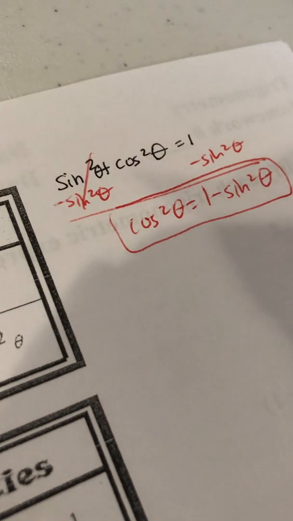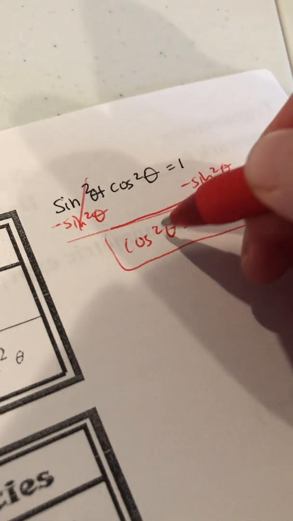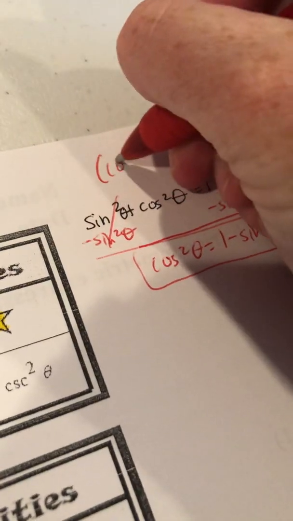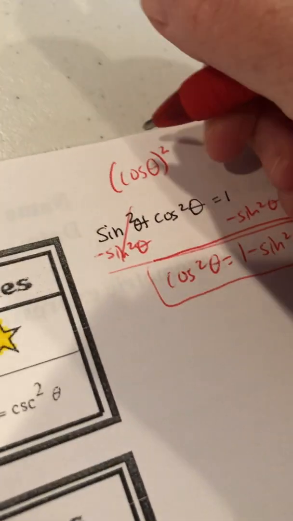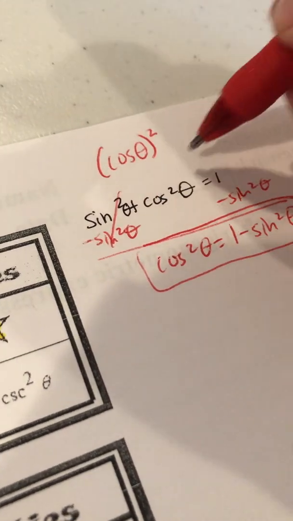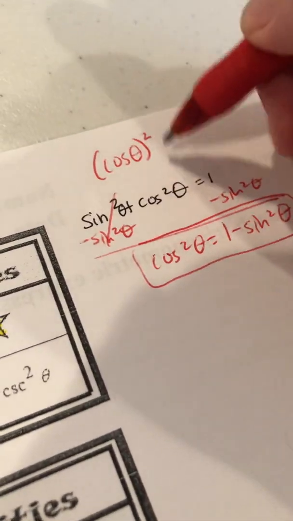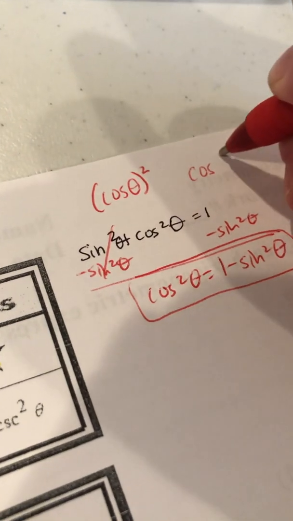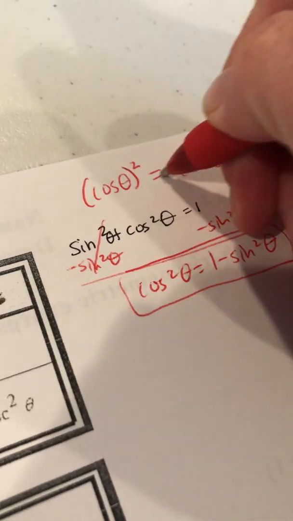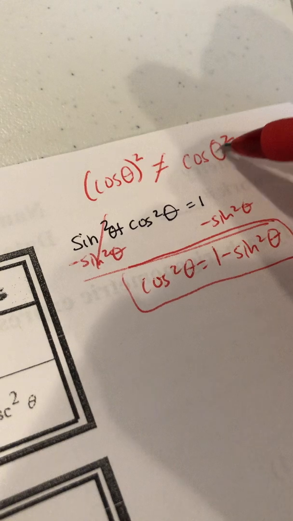I have students all the time that will say, Ms. Cooper, why is the squared here? Because technically it's cosine squared, like this. Mathematicians are lazy, so we don't want to use parentheses and all that. And we also cannot say this. That's not equal, right? This is just the theta is squared.